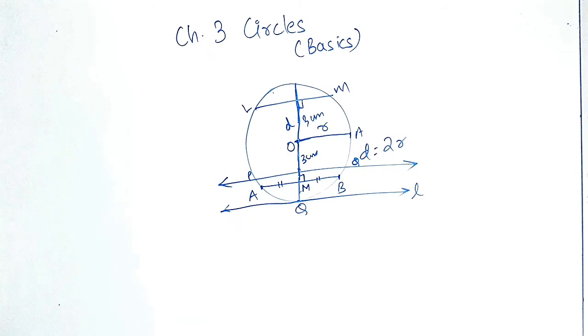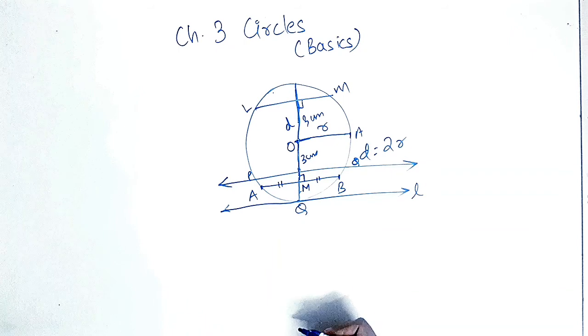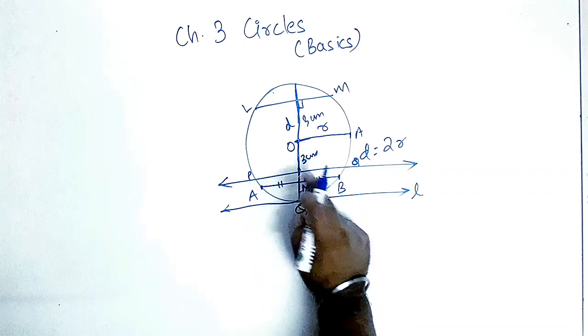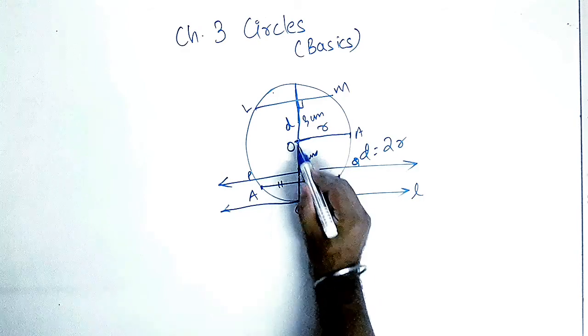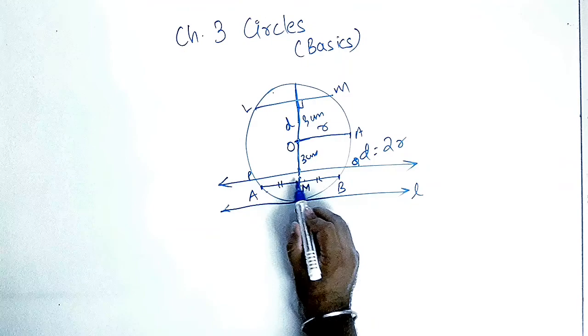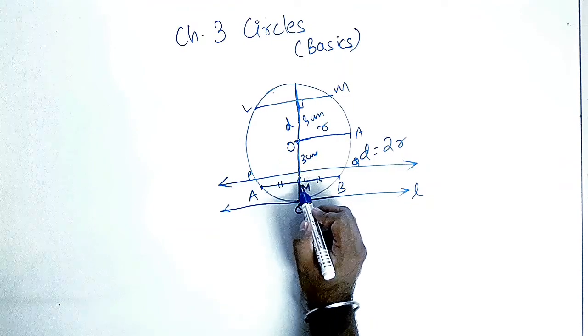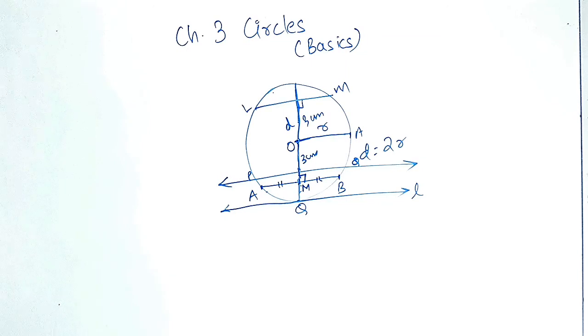Then you have learned the segment joining the midpoint of the chord and the center of the circle. Suppose it is given M is the midpoint of AB and this is the center. So the segment joining the midpoint of the chord and the center of the circle is perpendicular to the chord. This theorem also you have learnt. Then let us see what we have here now in 10th standard.